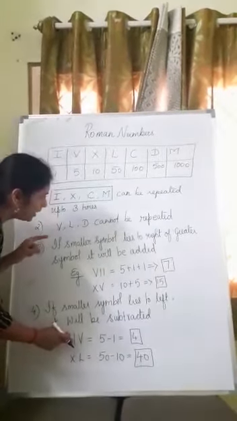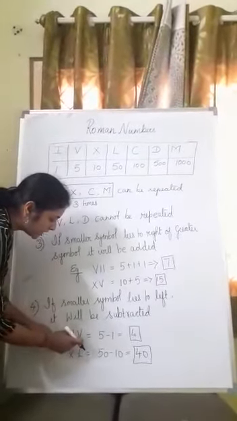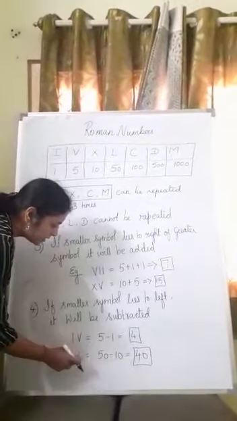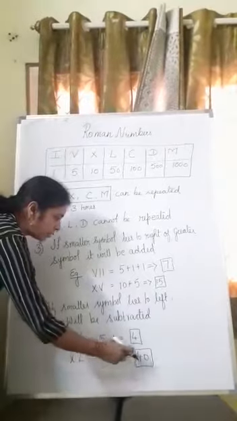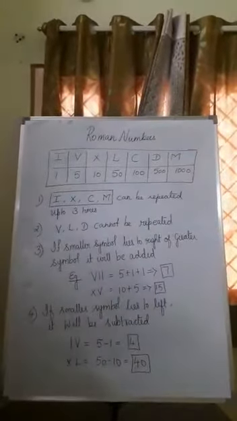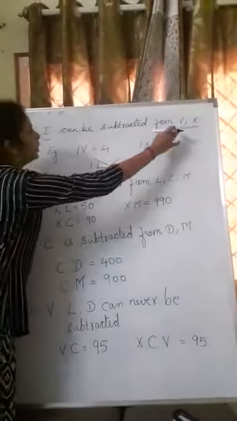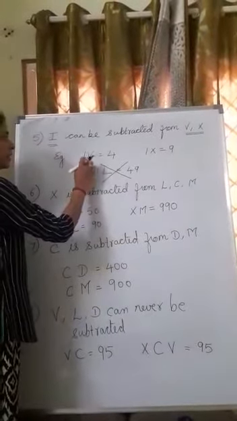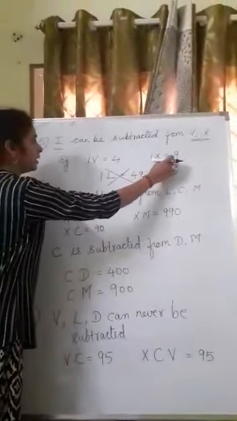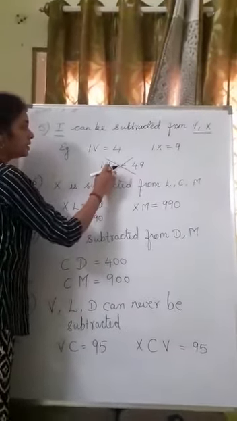So for 4, we will not write 1, 1, 1, 1. Instead, we will be using 5 minus 1 is 4. Similarly, for 40, it is 50 minus 10 is 40. The next rule is, 1 can be subtracted only from 5 and 10. That is why we write this. See, 5 minus 1, 4, 10 minus 1, 9. But it cannot be subtracted from L, C and other symbols.